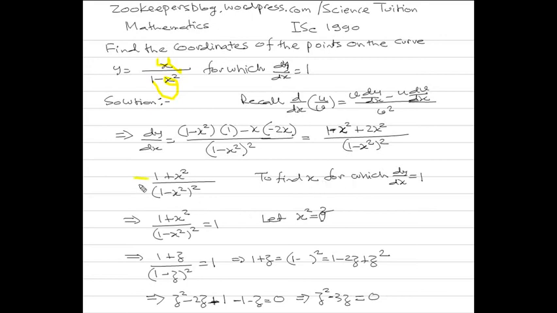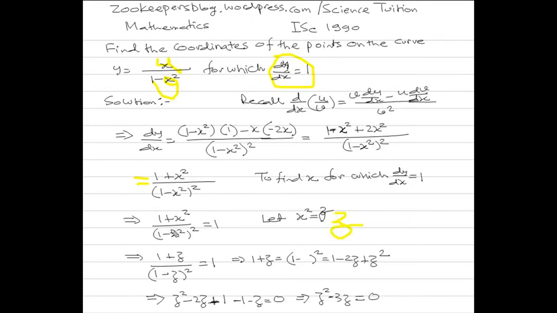Now after simplification, we have to find x for which dy by dx is 1, because they have asked the slope has to be 1. So this expression is equated to 1, and for quick calculation, instead of carrying x square as a baggage, we put x square equal to z. This is z.